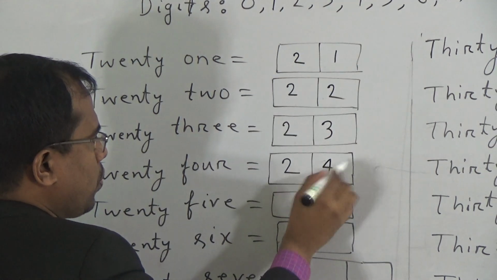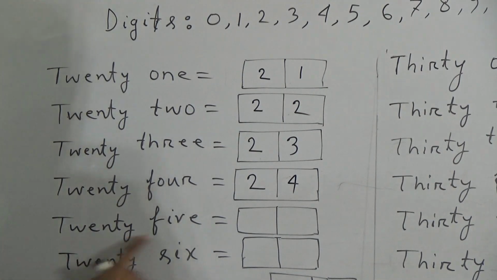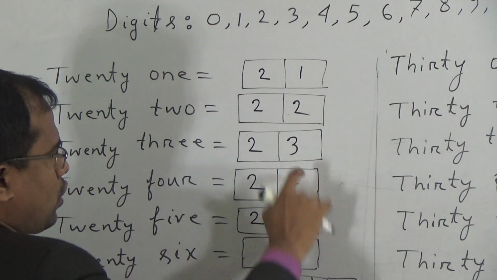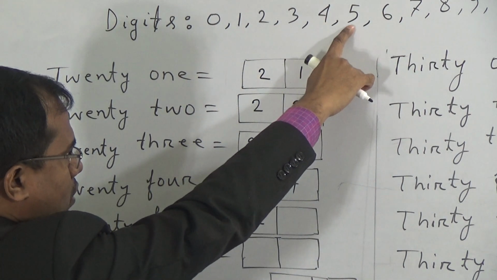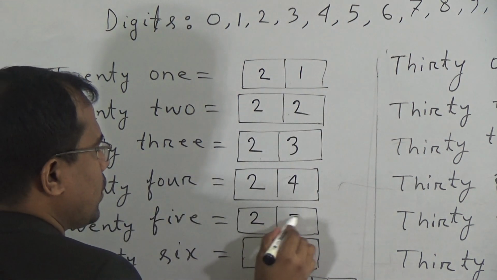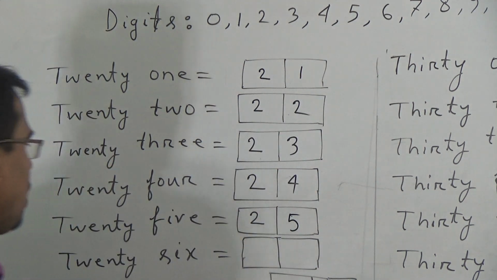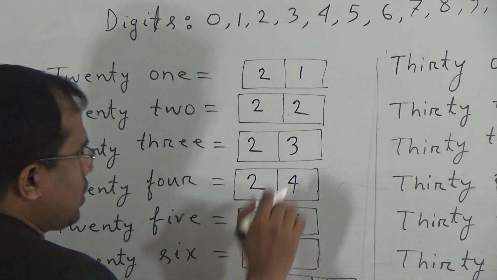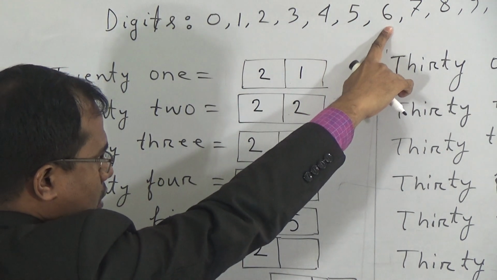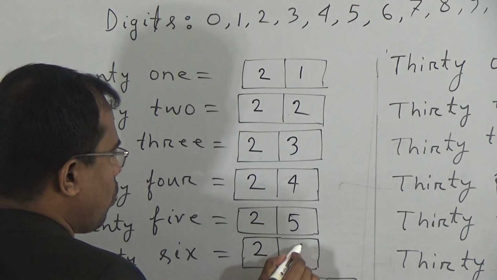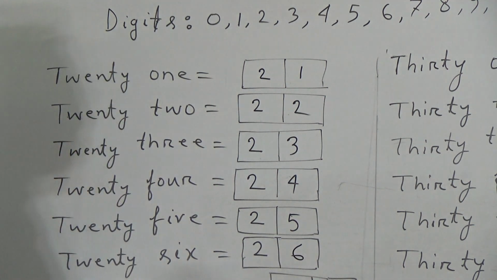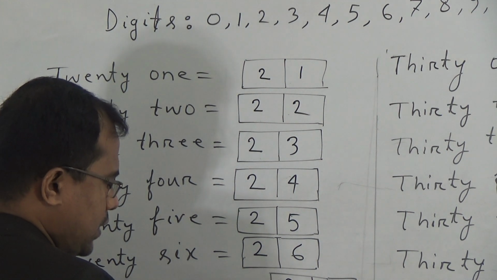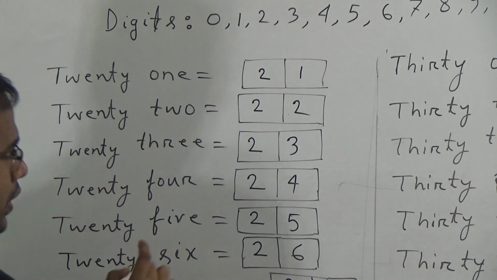Here in tens place 2 will come and in ones place now we have to write these digits, that means 4, 24. Now we have to write 25. In tens place 2 will come and in ones place instead of 4 now we have to write next digit, that means 5, 25. Now 26. 2 will come in tens place and next digit, that means 6 will come in ones place. Now we have to write 27.